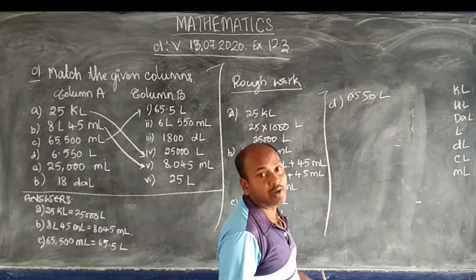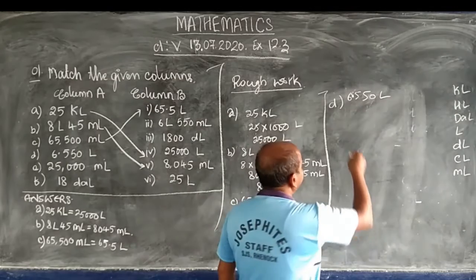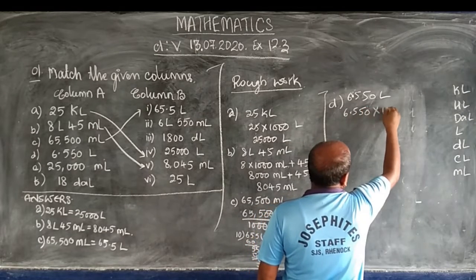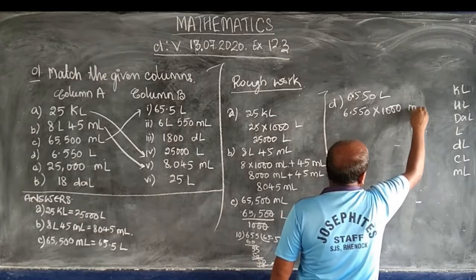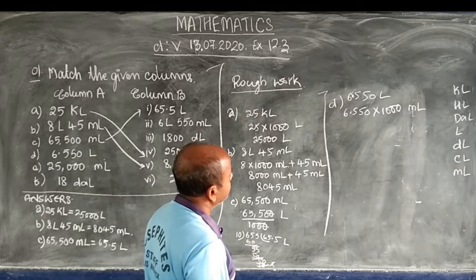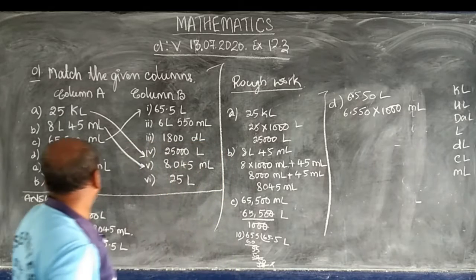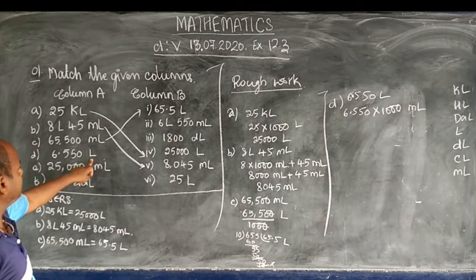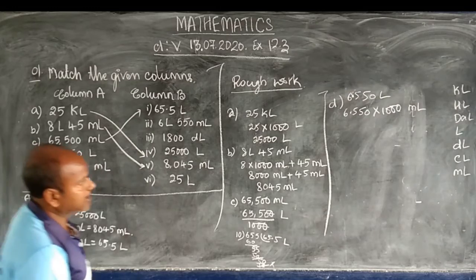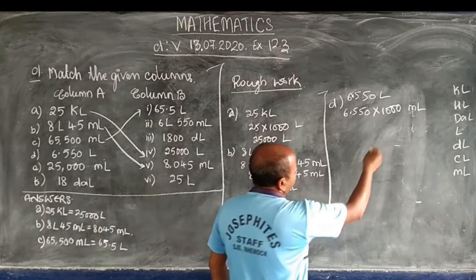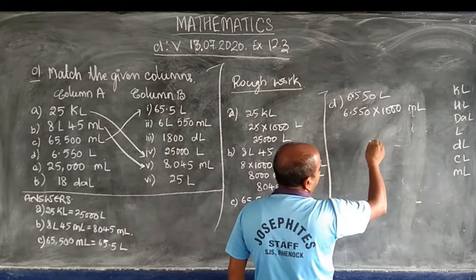You are coming down, which means multiply by 1000. 6.550, and when you multiply it by 1000, it will be converted to milliliter. We were here at 6.550 and we are converting it into milliliter. Yes, we can do this. 6.550 convert it into milliliter. So it will be 3 zeros. You are multiplying by 3 zeros.